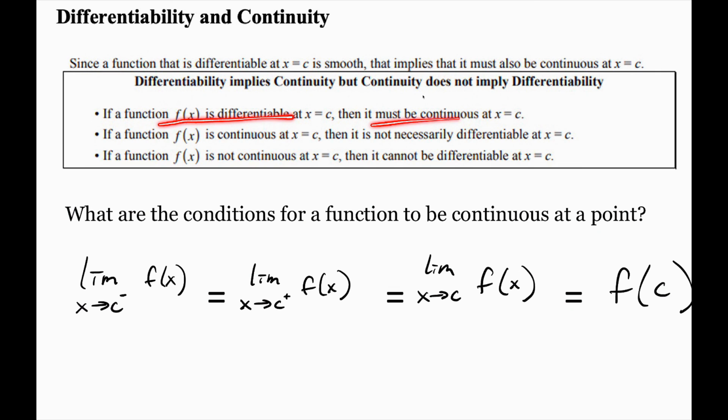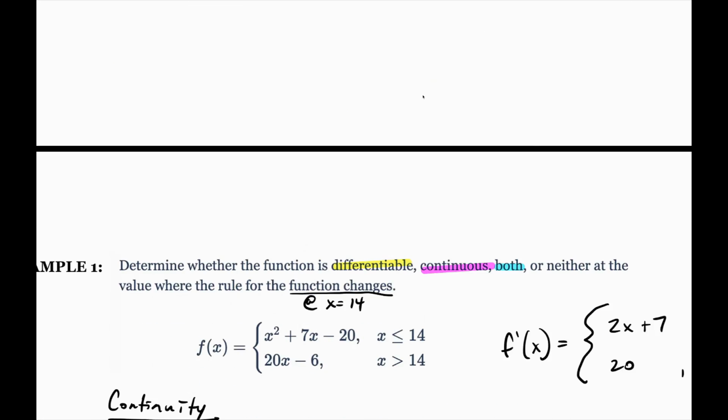If it's differentiable, then it must be continuous. If it's continuous, then not necessarily differentiable. If it's not continuous, then it cannot be differentiable. So did it defy any of those guys? No. It said exactly what this is right here. If it's continuous, it might be differentiable. You got to check it. That's what it's saying. So we're good.